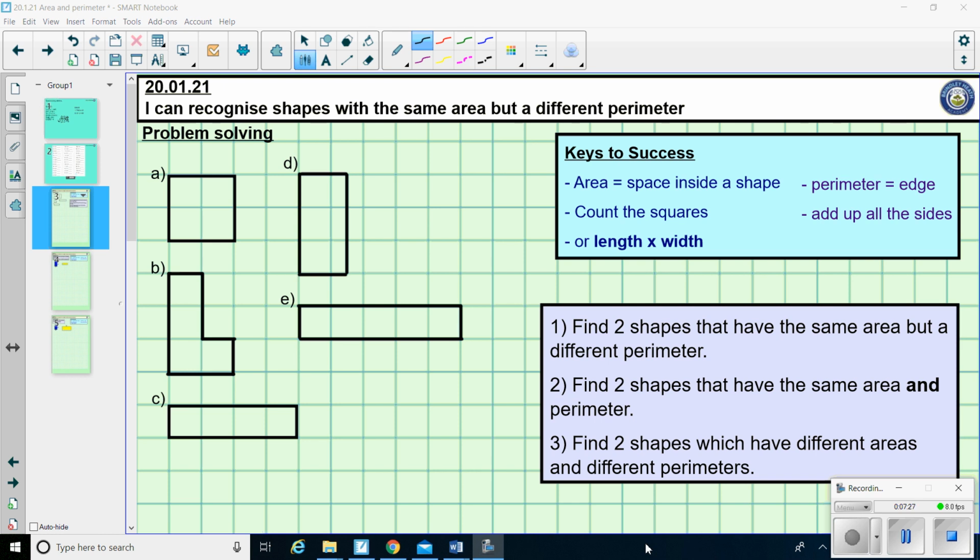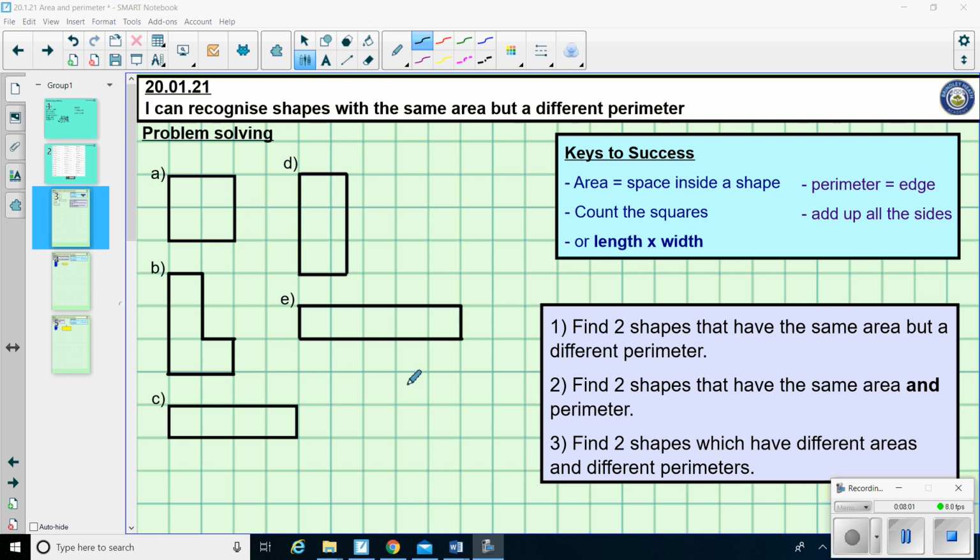On the screen I've got some shapes that I've drawn for you, A, B, C, D and E. And then I've got some questions about these shapes. The first question says find 2 shapes that have the same area but a different perimeter. Question 2 says find 2 shapes that have the same area and perimeter. And question 3 says find 2 shapes which have different areas and different perimeters. Before I can answer any of these questions, I need to calculate the area and perimeter for each shape.